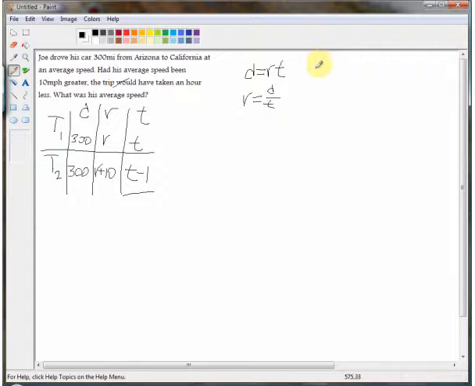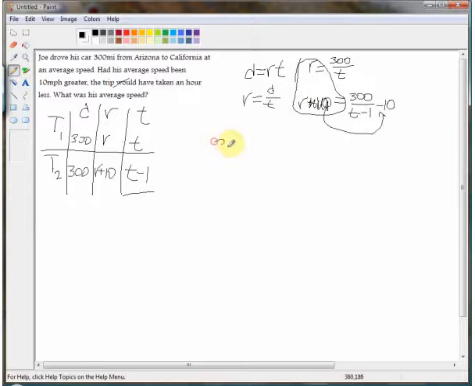So we know here that his rate and his average time, average speed, went 300 over t. The second one was r plus 10 equals 300 over t minus 1. And then when we move that over here, we can say that these two r's are the same.